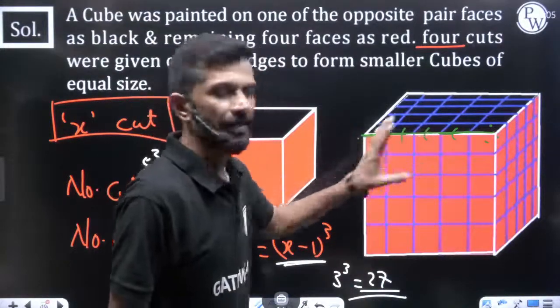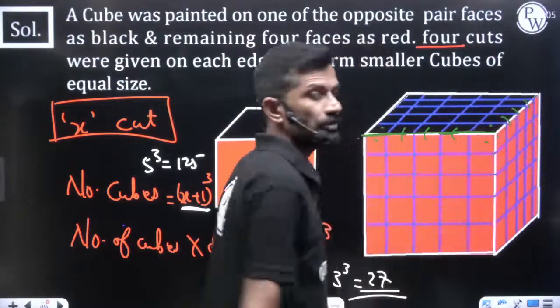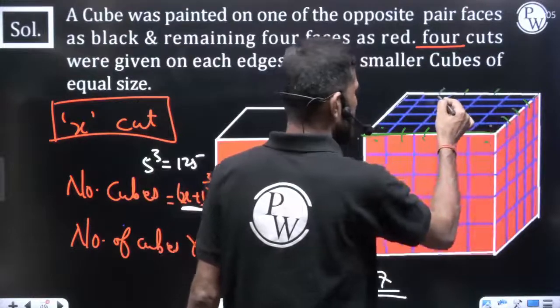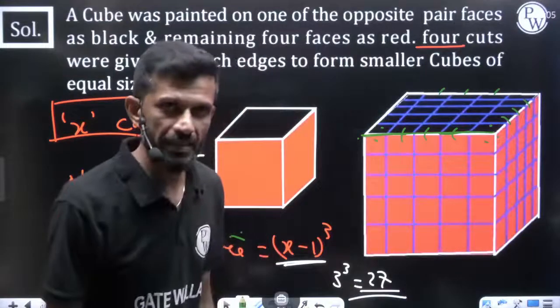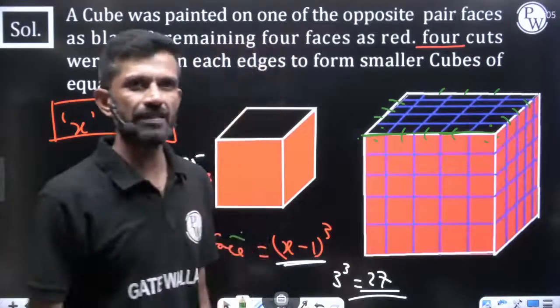Top it is black, front red. So here 3 cubes. Similarly here also these 3 cubes will have only 2 faces painted, that too with different color. Similarly these 3 cubes will have only 2 faces painted, with different color. Similarly these cubes will have only 2 faces painted, with different color.